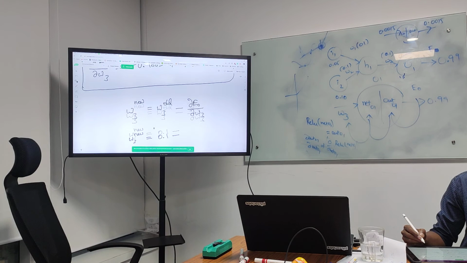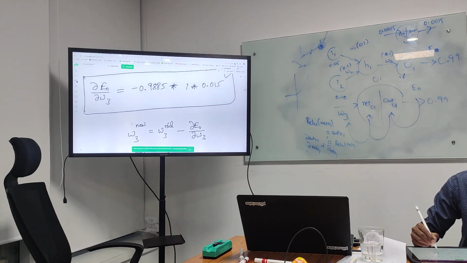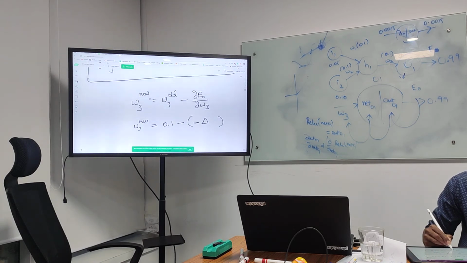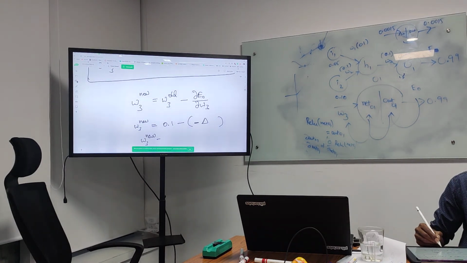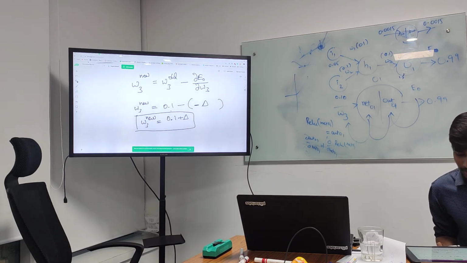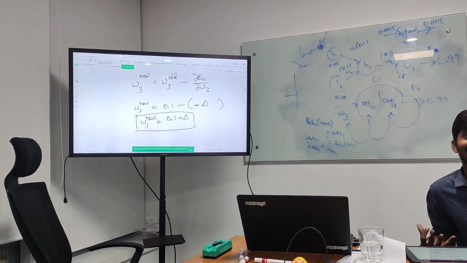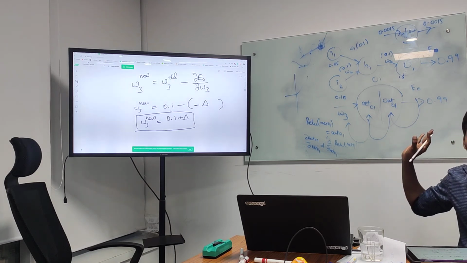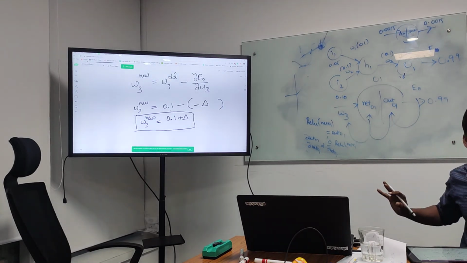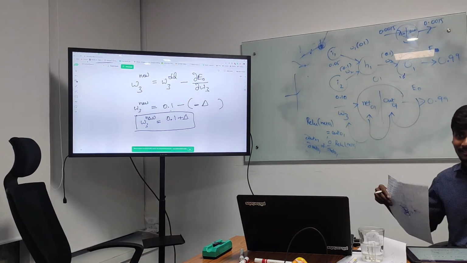ये कितना हुआ value? Let us take it as a minus delta. Delta value बाद में calculate कर लेना. So W3 new equals 0.1 plus whatever that value delta, right? So finally we have a new W3. इतना करना पड़ा एक W3 के लिए. Now imagine solving that 728 वाला problem with that many number of weights and biases. Not possible, right?